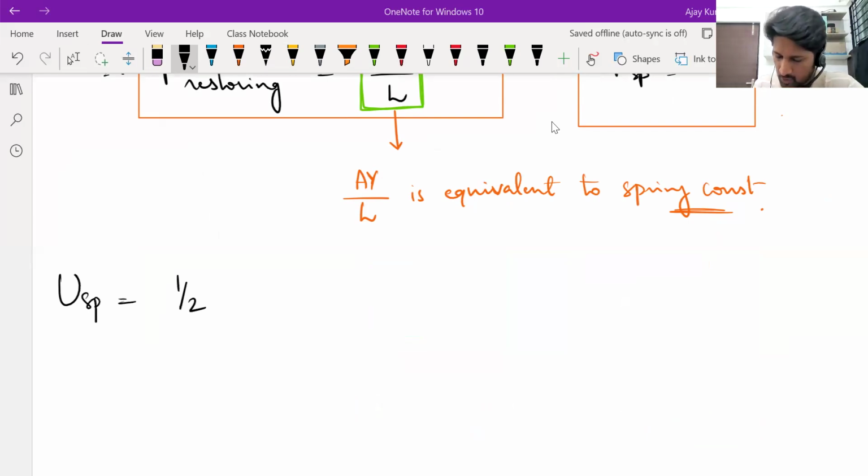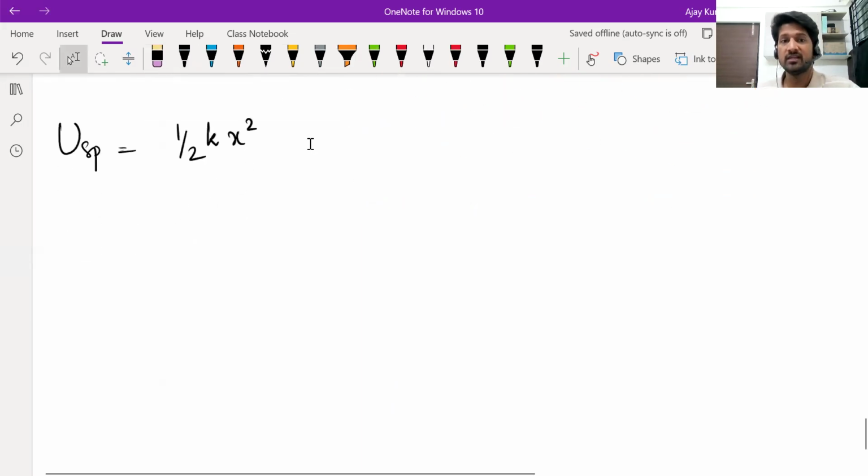Yeah. The potential energy stored in a deformed spring is half kx square, where k is its spring constant and x is the deformation, elongation or compression. Now, the internal force developed within a wire is similar to the force exerted by a spring. So, here also you can talk about potential energy stored in a stretched wire.